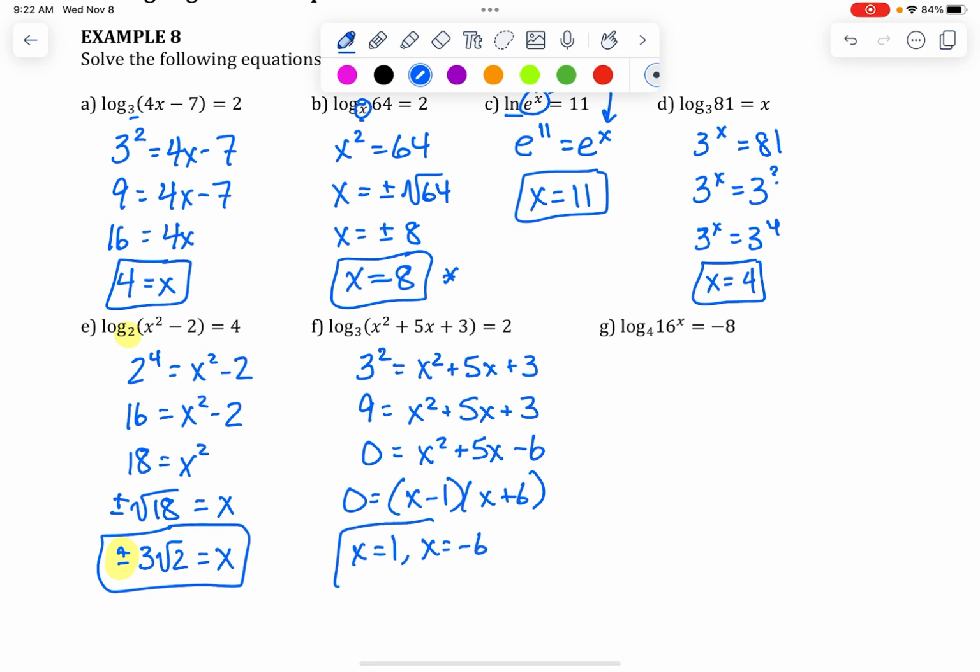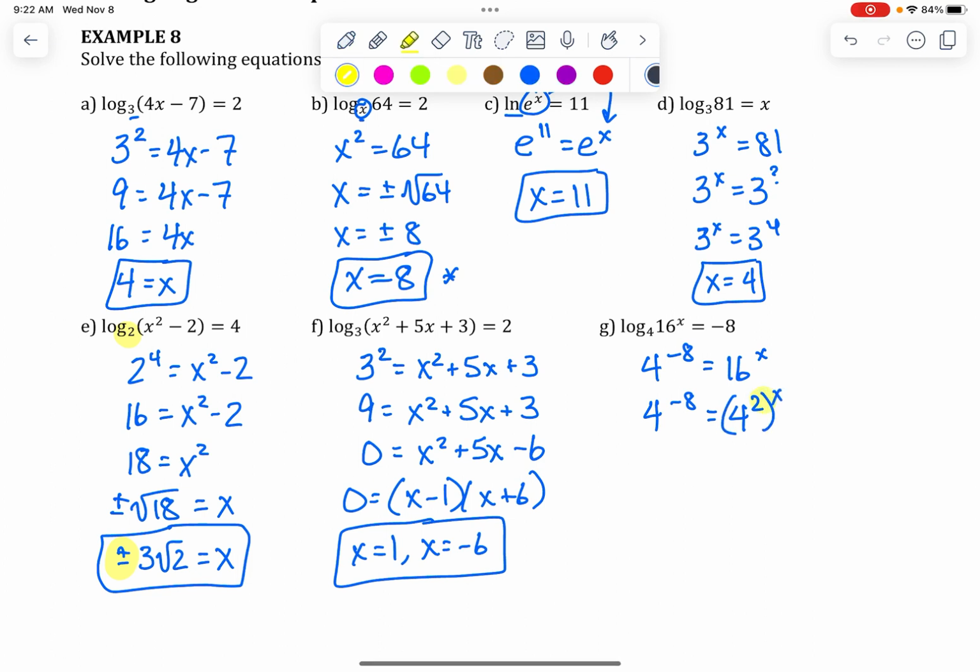x equals -6. And then finally, 4 to the -8th equals 16 to the x, and that's one of those where we try to find the same base, right? So write that as 4 to the -8. 16 is really 4 squared, and then you can use your property of multiplication of the exponents, and so -8 equals 2 times x, so x equals -4.